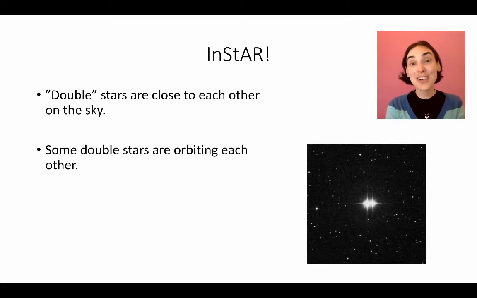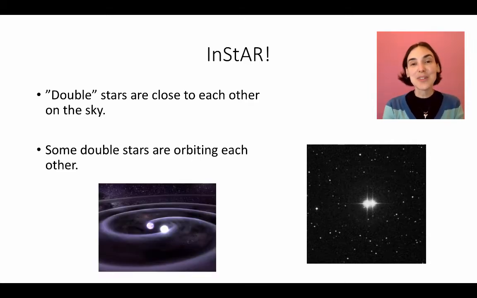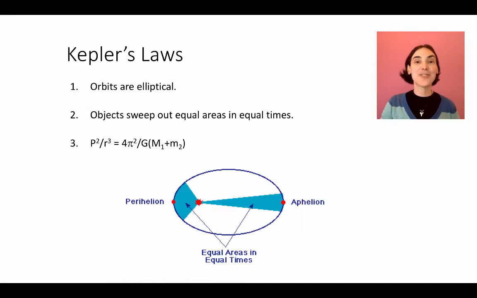Some of them are actually close together and they're orbiting each other. So if they are close enough, they could be gravitationally bound to each other. And if they're gravitationally bound, then they're actually going around each other. Kepler's laws tell us how we can describe the orbits of stars such as these.